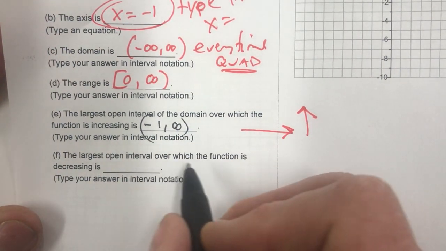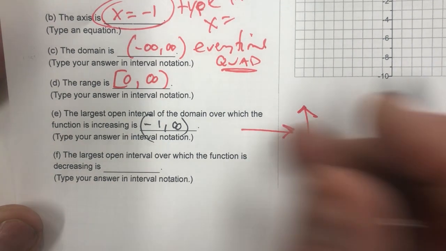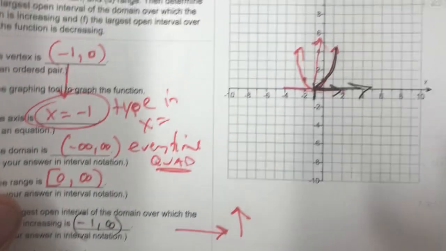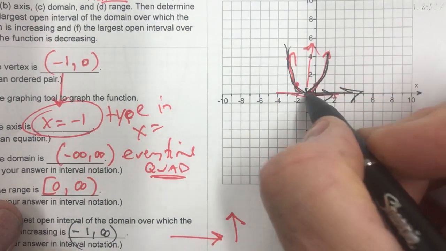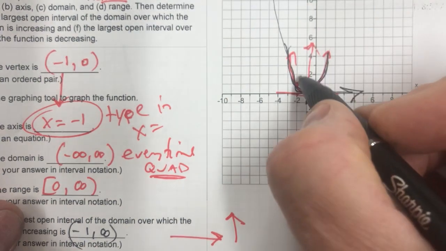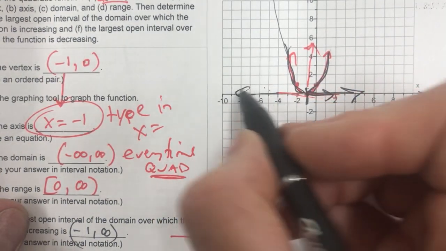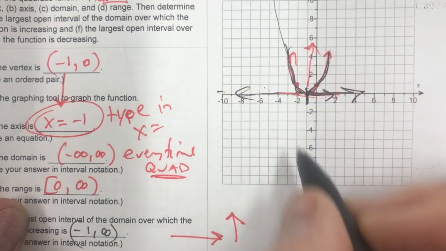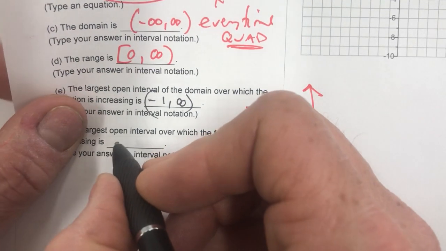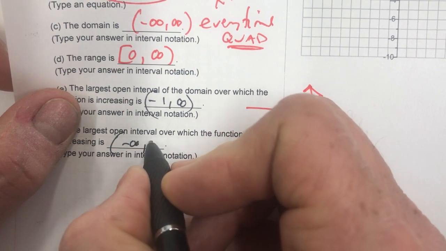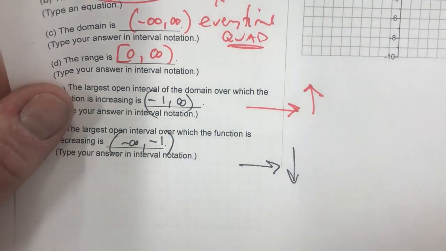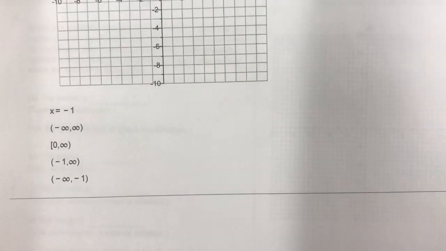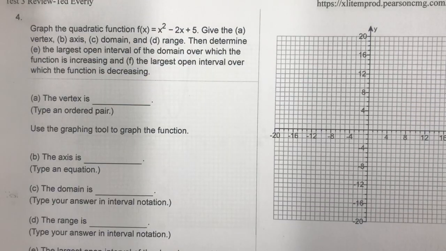Now the largest open interval on which the function is decreasing. Decreasing means as you go from left to right, it's going down. That happens right here on this side. And see, it goes up forever here, which means it goes to the left forever. So this thing goes from -infinity all the way to -1. It's going to be decreasing, so this will be -infinity to -1. Okay. And here's the answers here. I think we got this all right. Yeah. Good deal.